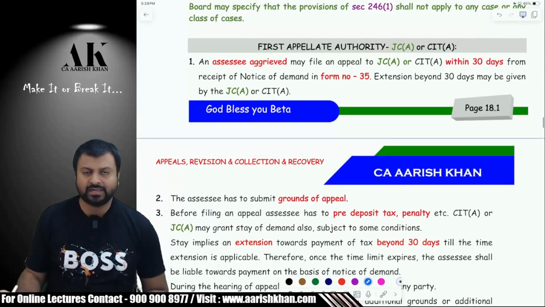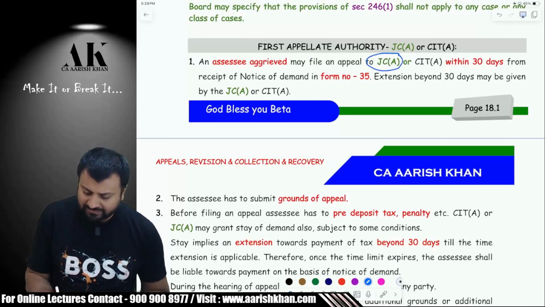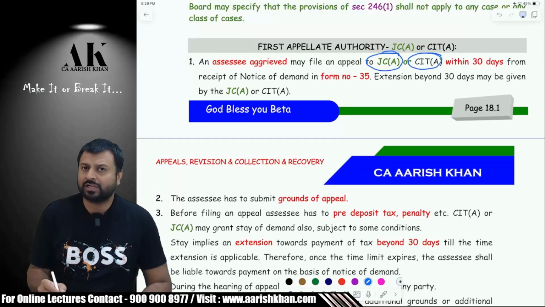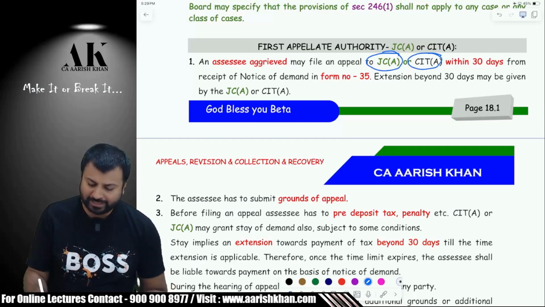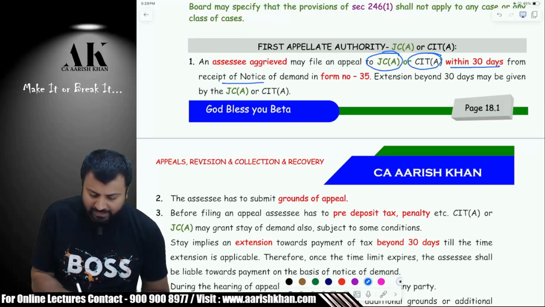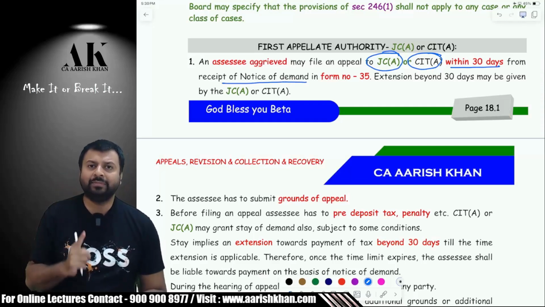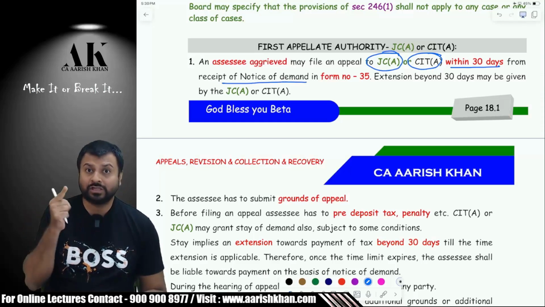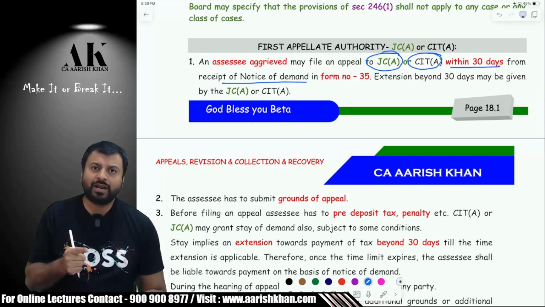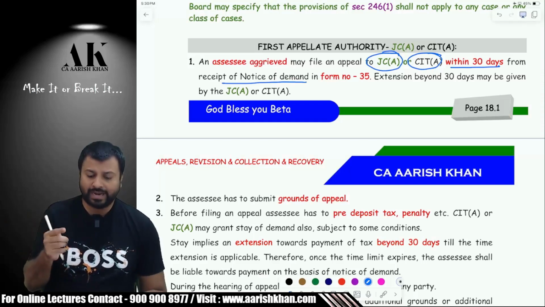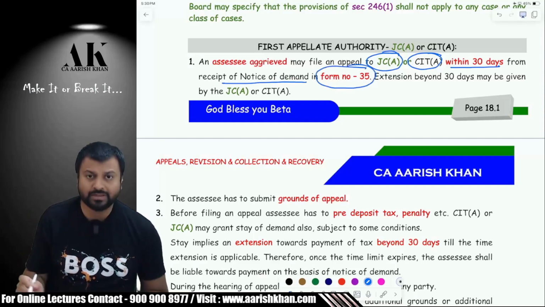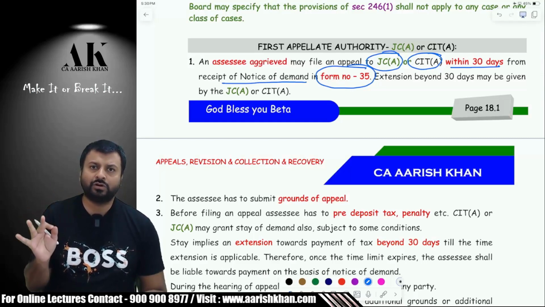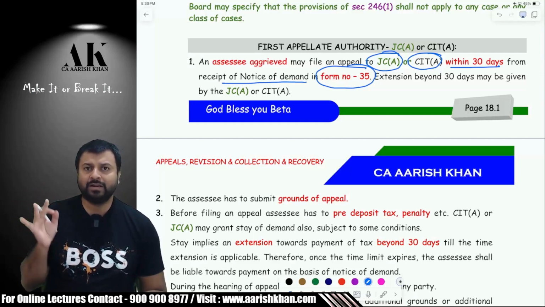The very first thing, when the assessee files an appeal to CIT appeal or Joint Commissioner appeal, is that the assessee has to keep the time limit in mind. The assessee has to appeal within 30 days from the date of receipt of notice of demand. So the time limit is very critical. Whenever you have received the notice of demand, you have to appeal within 30 days from that date. In which form? In Form number 35, that is the relevant form in which you are going to file the appeal to the CIT appeal or Joint Commissioner appeal.